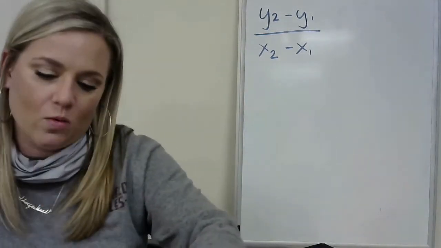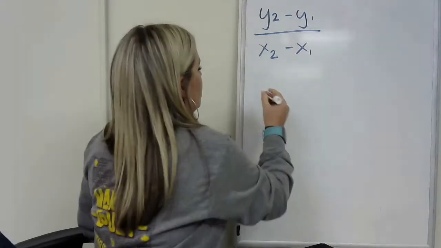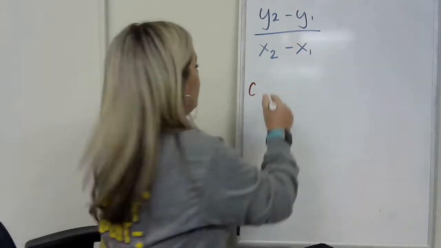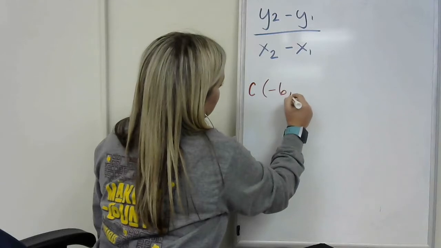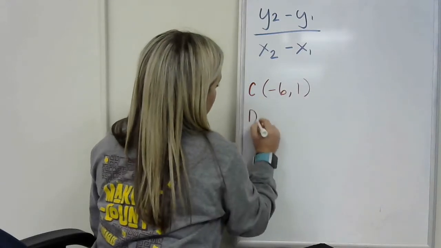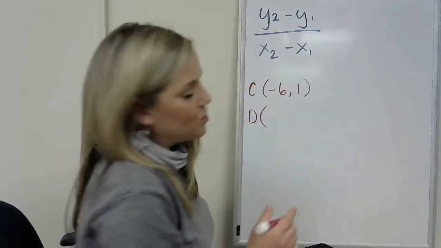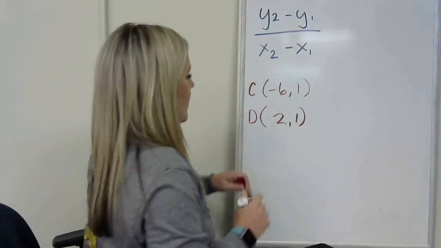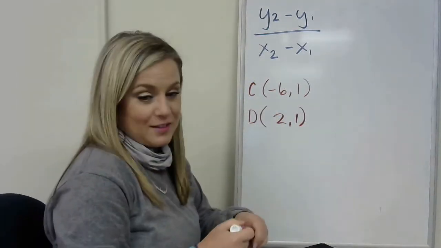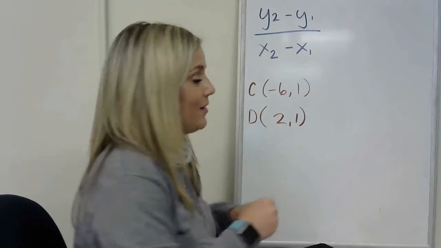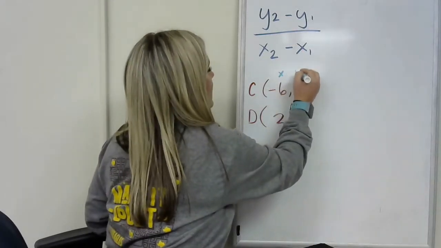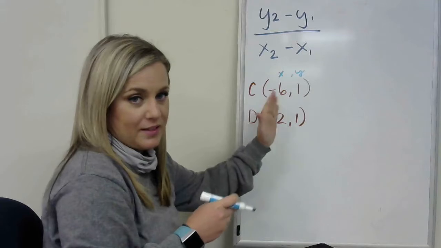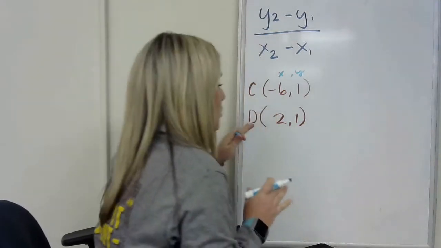Okay, so my next one is C, and it's -6, +1, and then we have D, which is 2, +1. All right, so personally, you don't have to, I have to put X and Y, and I only do it one time and have them lined up like this. This is just my personal view, how I do it.